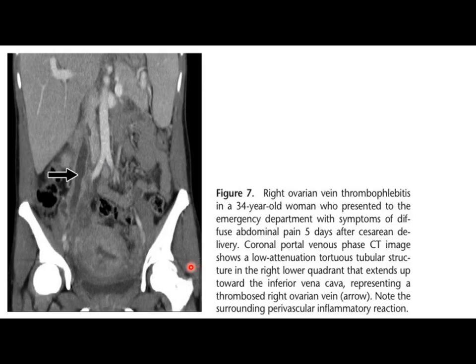Another case of thrombosis, coronal image. There is a tubular structure extending from the right pelvis to the right lower abdomen up to the infrarenal inferior vena cava. It shows absence of flow within it and indicates complete thrombosis of the right ovarian vein.